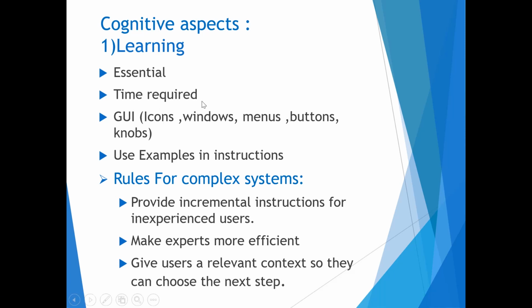Then we can find out that is GUI, graphical user interface. Then we need to again remember which are the icons, windows, menus, buttons, knobs. For example, in the instructions. Now, rules for complex systems. Here, first, provide incremental instructions for inexperienced users. Second, make experts more efficient. Give users a relevant context so that they can choose the next step also. So these are the rules whenever we are going to design a complex system, by learning.